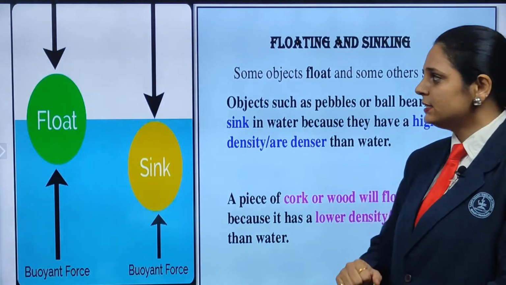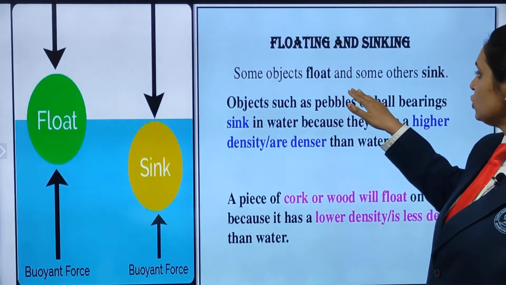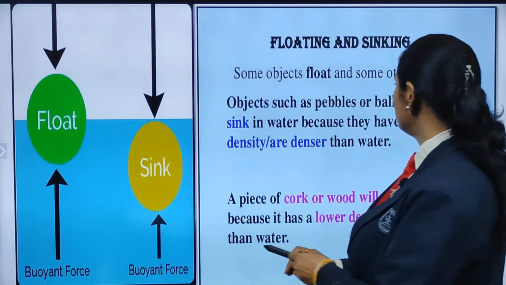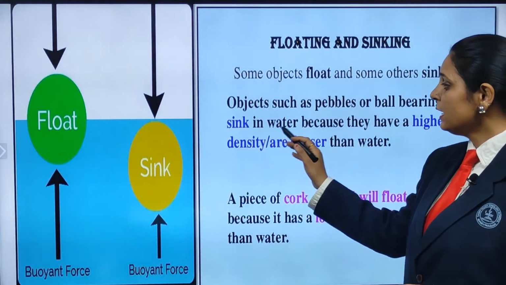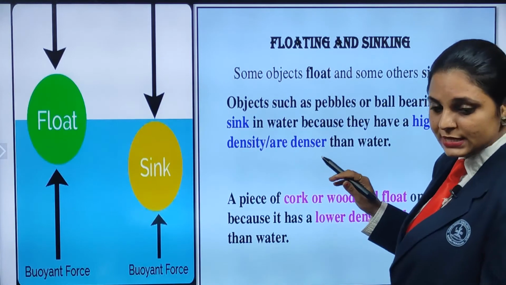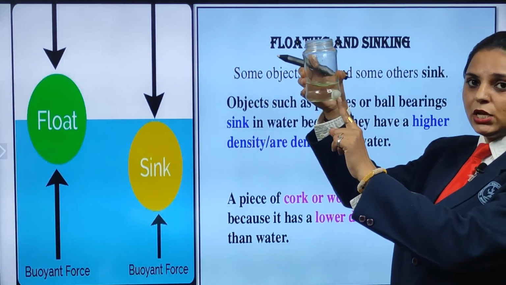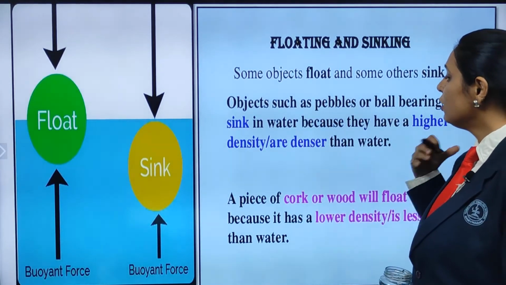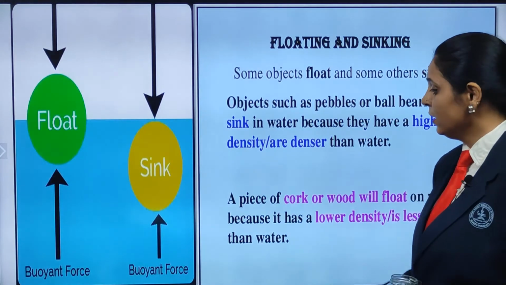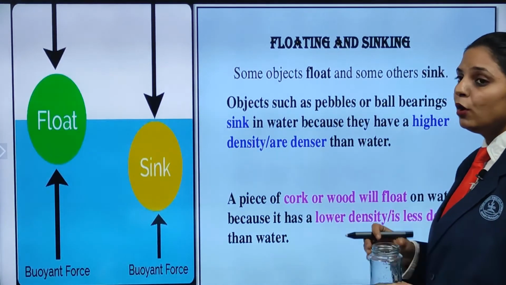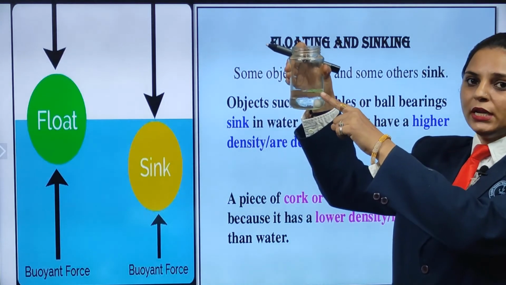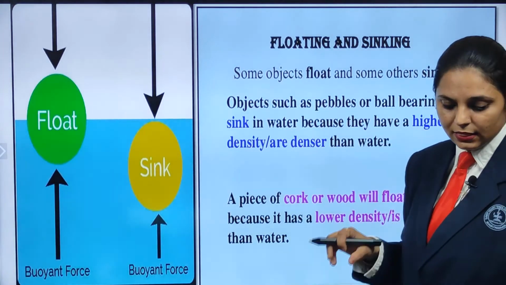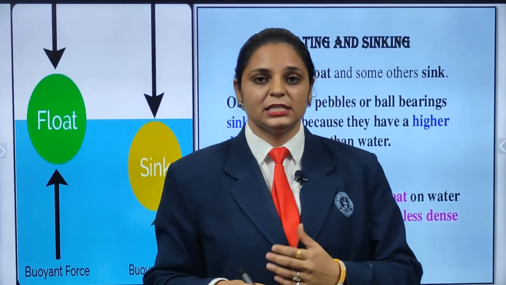You must understand the concept that some objects float and some others sink. Objects such as pebbles or ball bearings sink in the water, as I showed you. You can see it again, this pebble sinks into the water. And why? Because they have a higher density, they are denser than the water. And a piece of cork or wood or a leaf keeps on floating in the water. Why is it so? Because it has a lower density, or it is less dense than the water, the same as I explained to you.